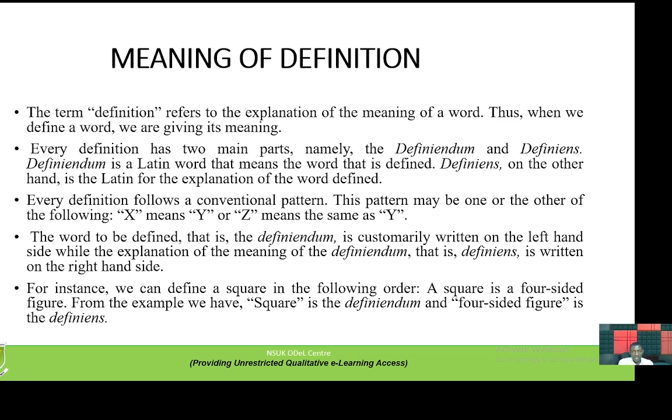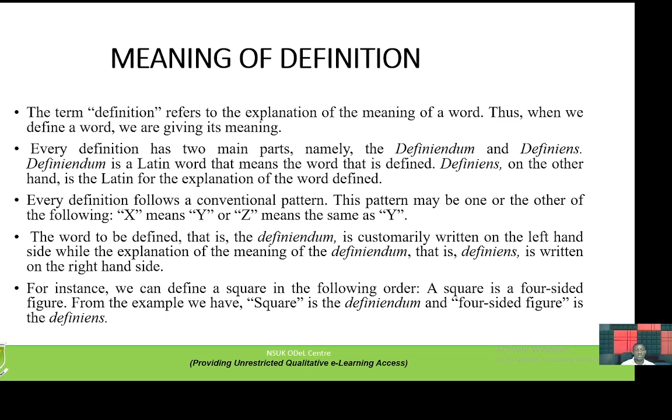So the word that is defined is considered as a definiendum, and the explanation of the word defined, that is, the meaning of the word, is considered as the definiens. Every definition follows a conventional pattern. This pattern may be one or the other of the following: X means Y, or Z means the same as Y. That is the pattern of definitions.